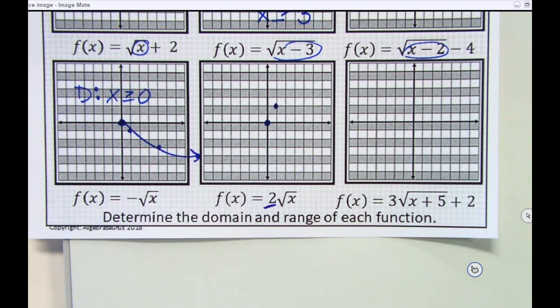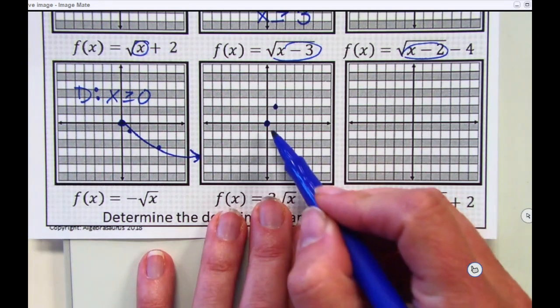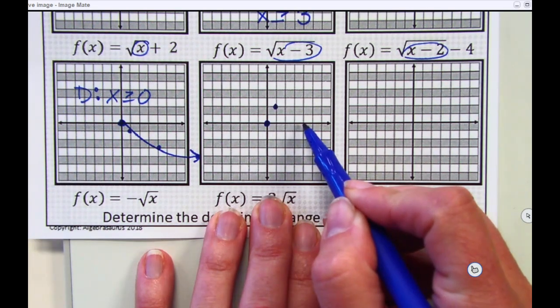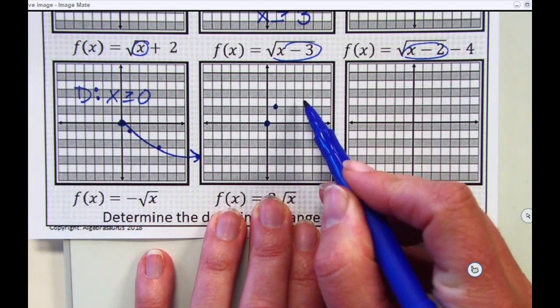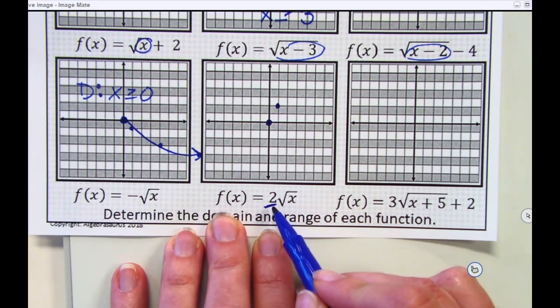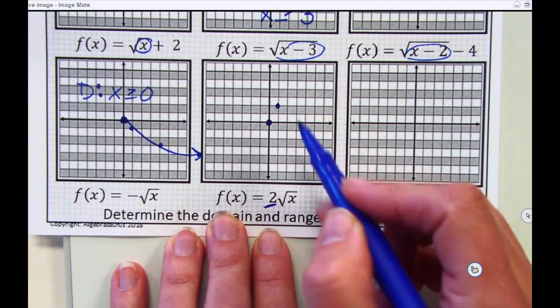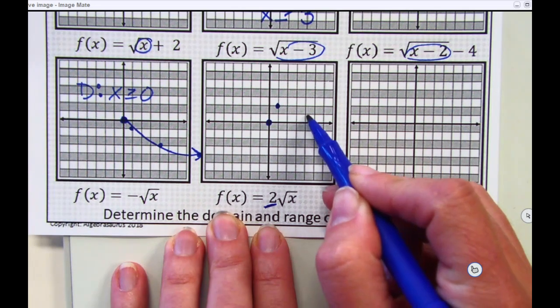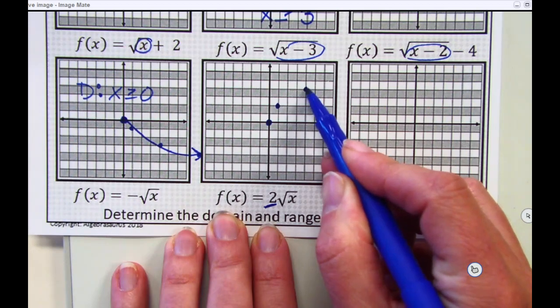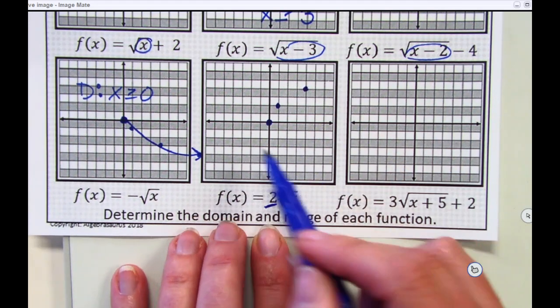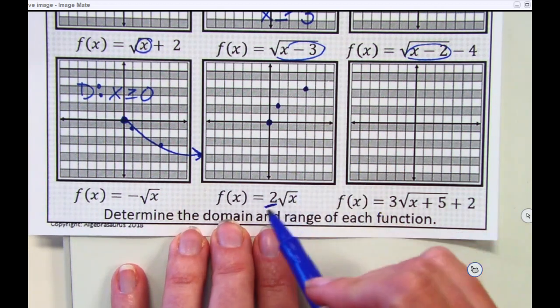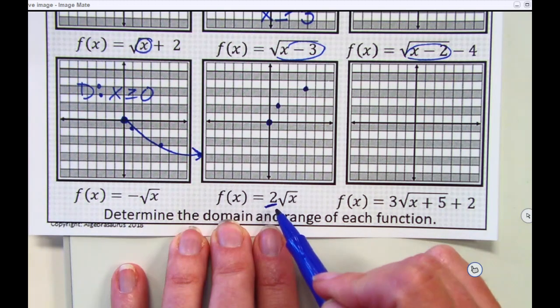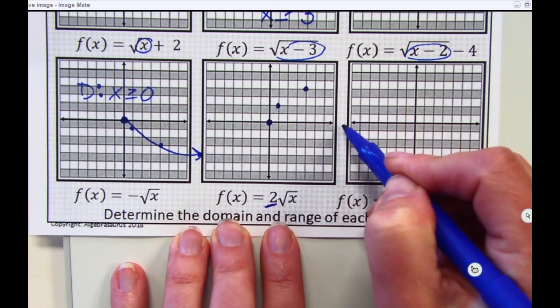All right, the next point would be over 4, up 2, but we need to multiply that up by 2, so over 4, up 1, 2, 3, 4. Over 9, up 3, multiply your up by 2, over 9, up 6.